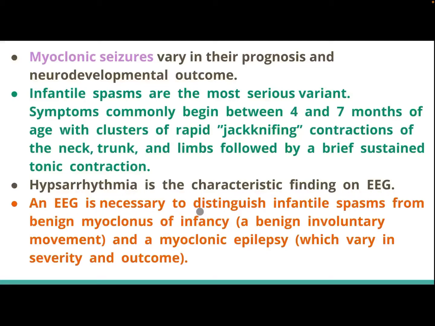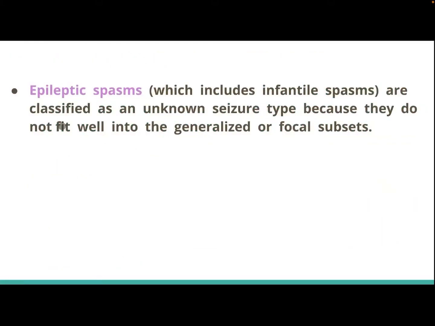An EEG is necessary to distinguish infantile spasms from benign myoclonus of infancy, a benign involuntary movement, and myoclonic epilepsy, which vary in severity and outcome. Epileptic spasms, which include infantile spasms, are classified as an unknown seizure type because they do not fit well into the generalized or focal subset.